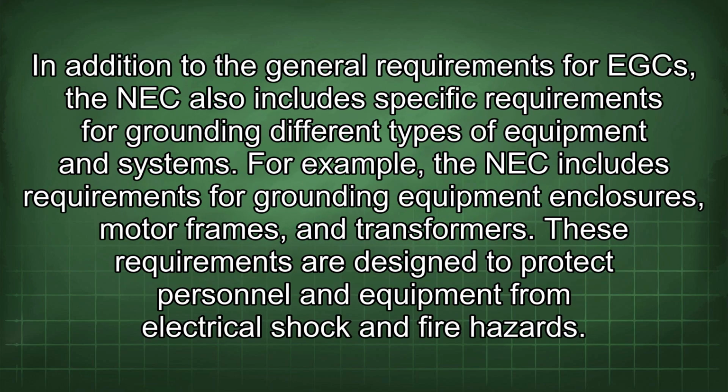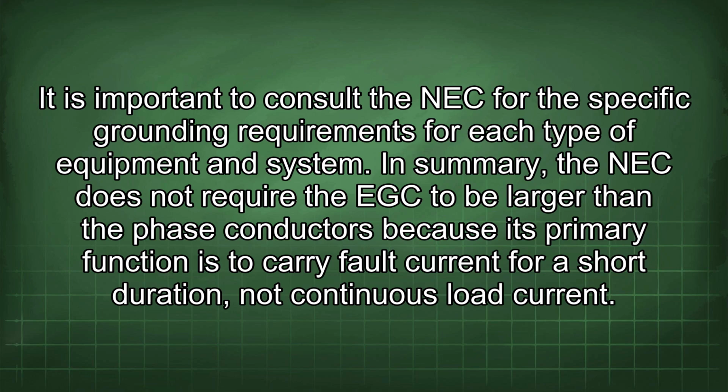In addition to the general requirements for EGC, the NEC also includes specific requirements for grounding different types of equipment and systems. For example, the NEC includes requirements for grounding equipment enclosures, motor frames, and transformers. These requirements are designed to protect personnel and equipment from electrical shock and fire hazards. It is important to consult the NEC for the specific grounding requirements for each type of equipment and system.